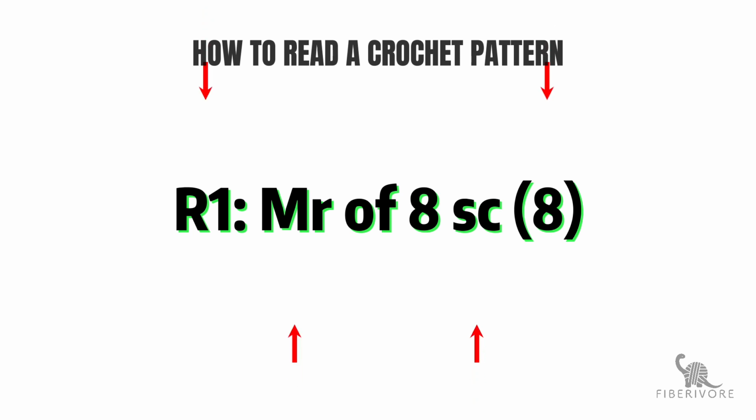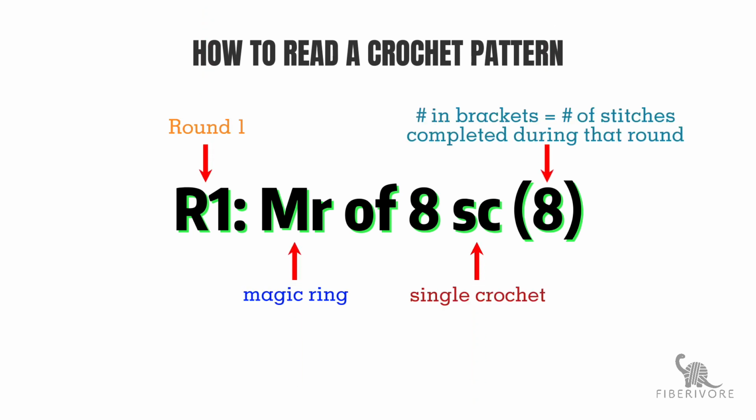This pattern means, for round 1, work 8 single crochets in a magic ring. The R stands for round because we are crocheting in the round in a continuous spiral, could also be denoted by R&D. The R could also stand for row. When working in rows, you usually turn your work at the end of each row and work back across the top of the previous row for a square or rectangle. The number in brackets at the end shows you how many stitches you should have completed during that round.